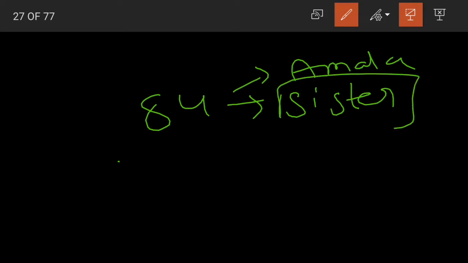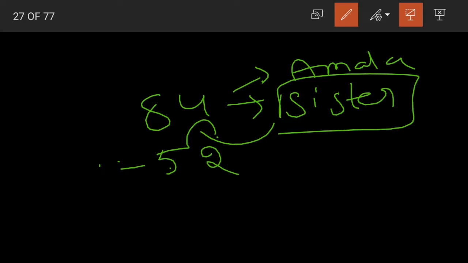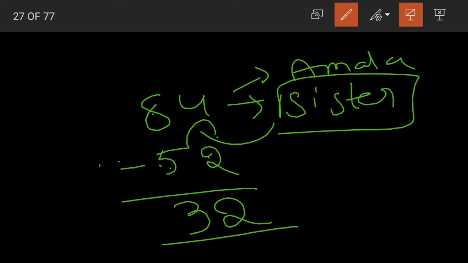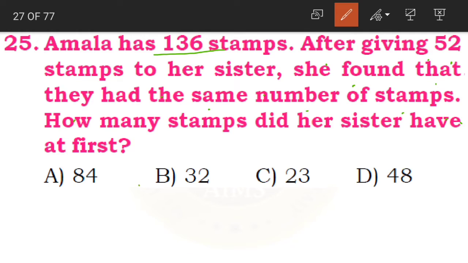Yes. How did her sister get 84? Because Amala gave 52 stamps to her. If you remove the number of stamps Amala gave, 4 minus 2, 2, 8 minus 5, 3. How many stamps did her sister have at first? 32. So the correct answer is option B, 32. Clear, children?